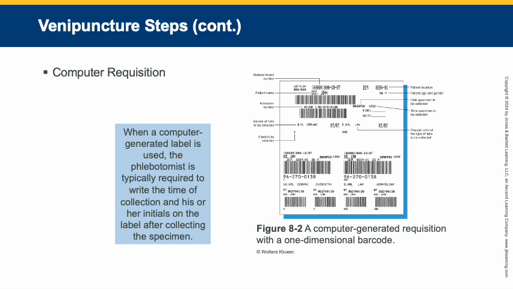This is a computer requisition. So you've got this generated barcode, and really and truly this one you just scan it in and it should match up. The phlebotomist is typically required to write the time of collection and your initials on the label after collecting the specimen. That is still true. When you draw a sample, you then do the time. I typically do both, the date, time, and your initials on that barcode.